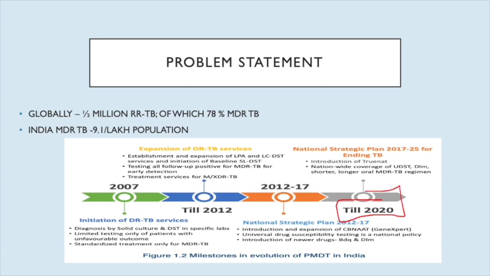So it's a big problem now, and where we stand now in 2020 is that our plan is to end TB by 2025. We have got NAAT included, true NAAT included, and there's nationwide coverage of universal DST, of delamanid introduction, and we are focusing on shorter and longer oral MDR TB regimens. So injectables are really out of consideration now and in the future to come.